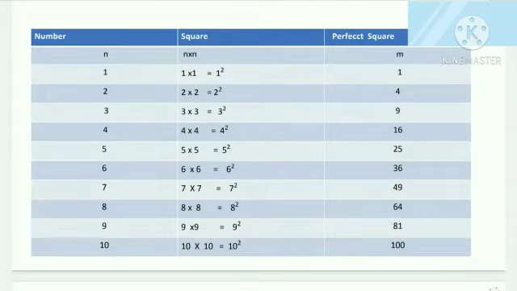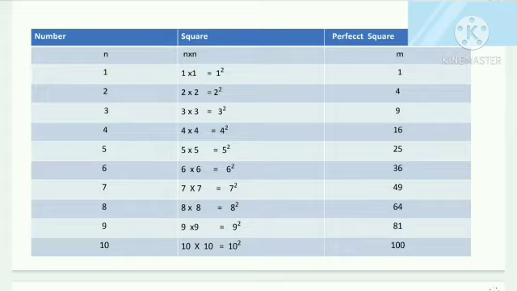Here we can see some squares and perfect squares. 1: the square is 1 into 1, which is equal to 1 square. Perfect square is 1. 2: 2 into 2 is equal to 2 square. Perfect square is 4. 3: 3 into 3 is equal to 3 square. Perfect square is 9. 4: 4 into 4 is equal to 4 square. Perfect square is 16. 5: 5 into 5 is equal to 5 square. Perfect square is 25.